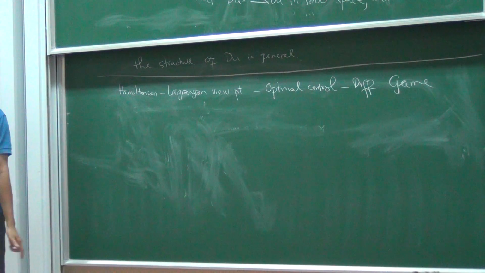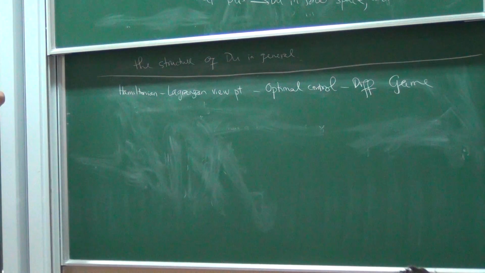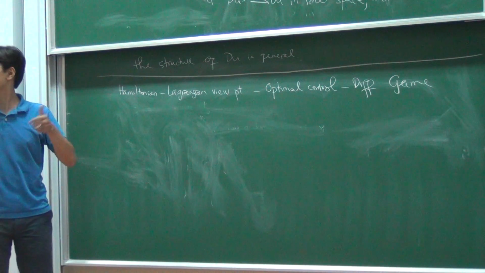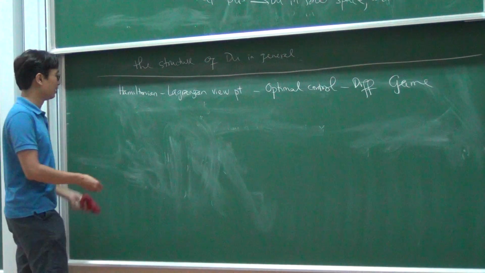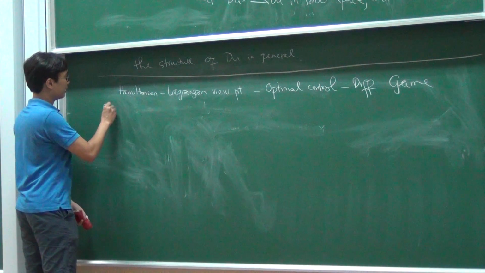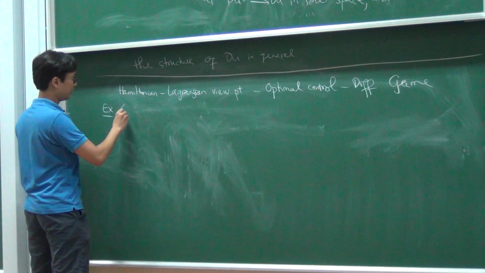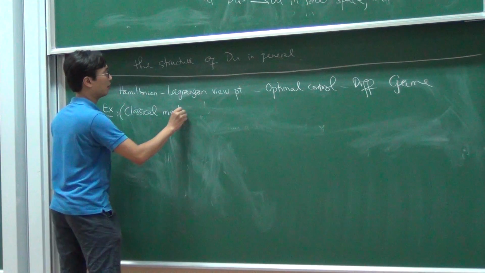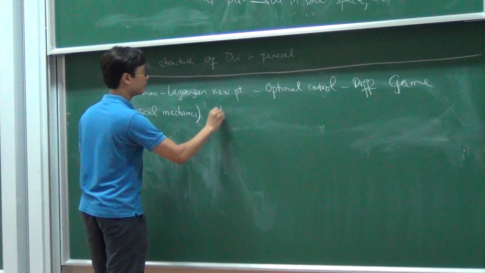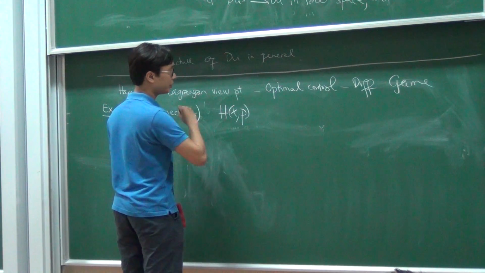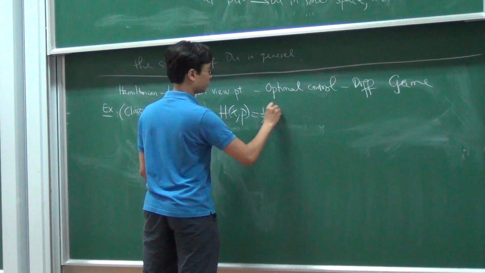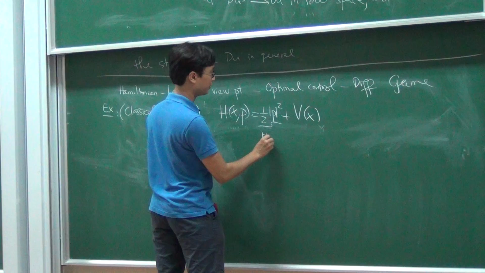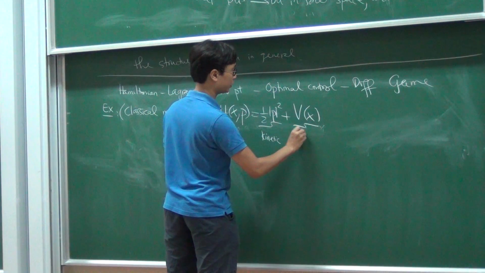So that means the thing we consider is sort of natural. It's the thing we expect. What do we mean by Hamiltonian-Lagrangian viewpoint? Because there's Hamilton there. So let me give you one example, the classical example in classical mechanics. The Hamiltonian is total energy, kinetic energy plus potential energy. So this is kinetic energy, and this is potential energy.